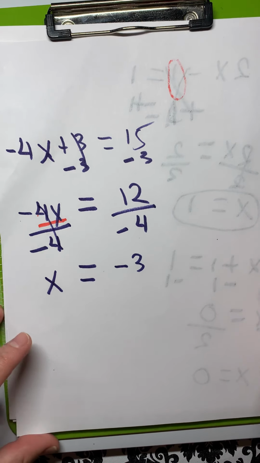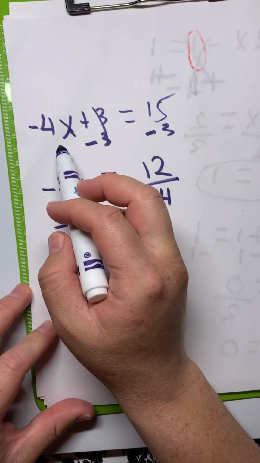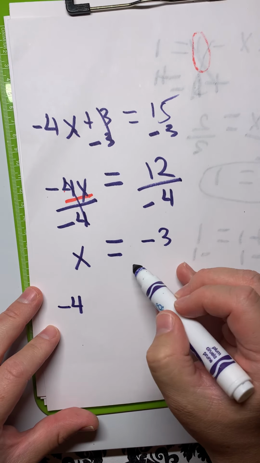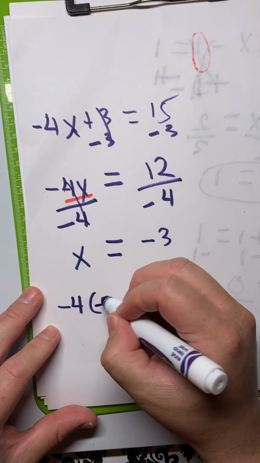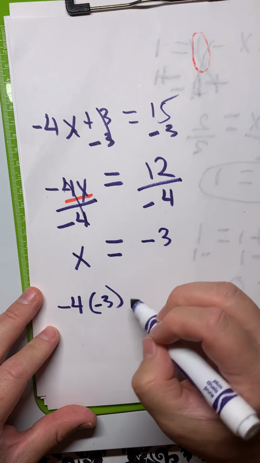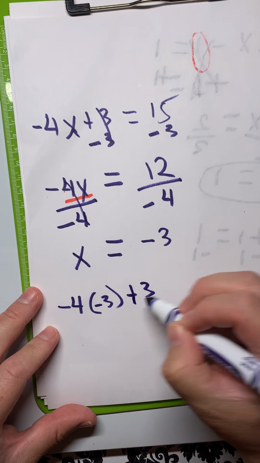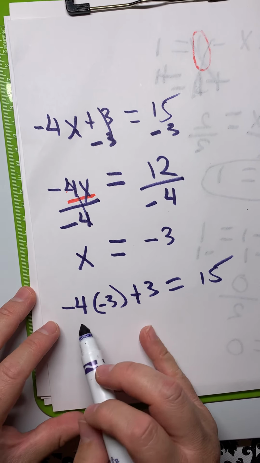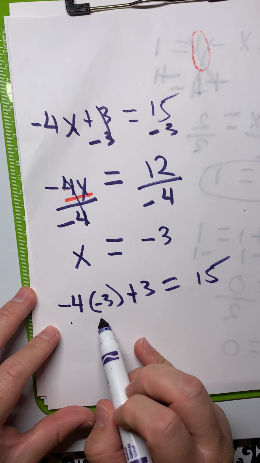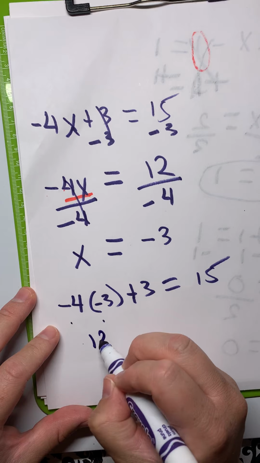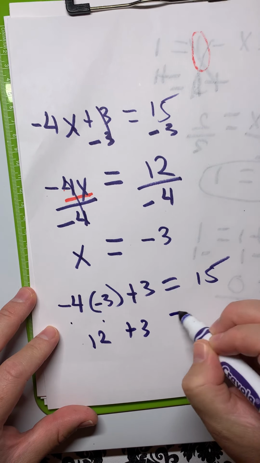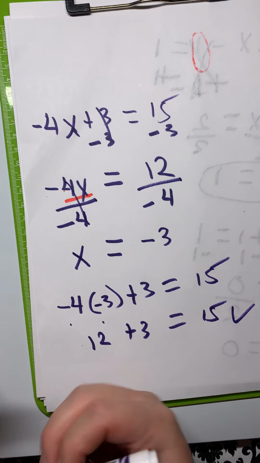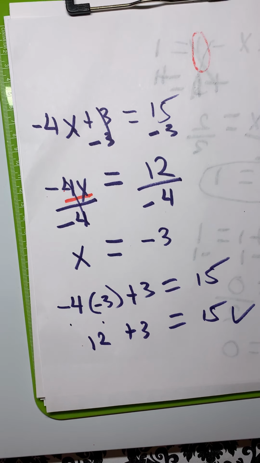Now, if we ever do want to check ourselves, go back to your original equation, which is negative 4 times x. Substitute your x with negative 3. I got that from here. Plus 3 equals 15. So remember your order of operations. Negative 4 times negative 3 would come first. Positive 12 plus 3 equals 15. And this is consistent and it checks out, so therefore the answer is correct. That's it for inverse property.